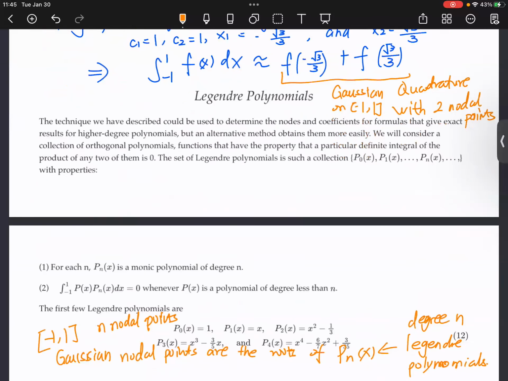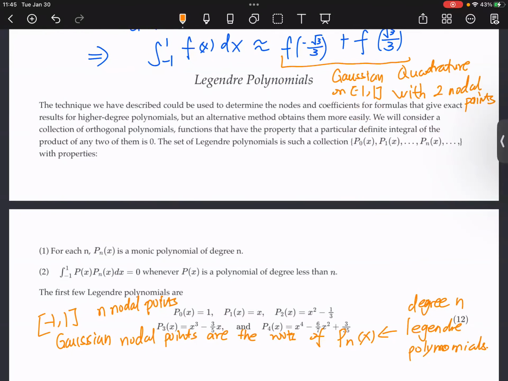And this is a simple example to calculate the Gaussian quadratures. But here we are going to use the Legendre polynomials to derive the theorems below, the theorems about the Gaussian quadratures. That is just one simple example, but here we're going to use the Legendre polynomials to derive all the formulas for the Gaussian quadratures, to get the Gaussian nodal points.